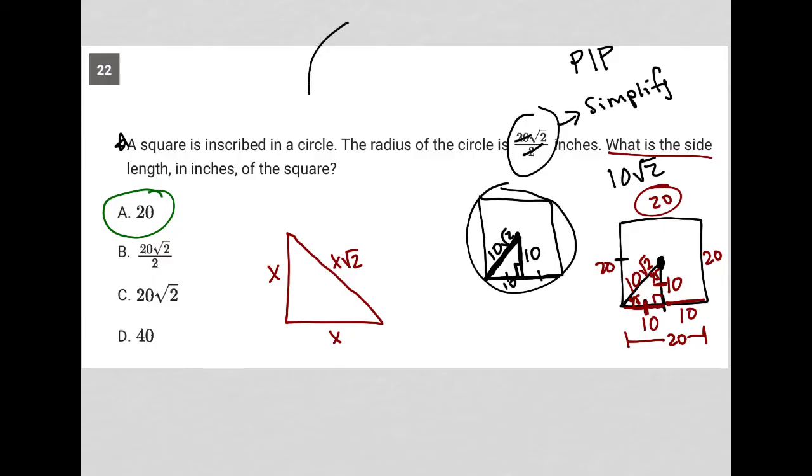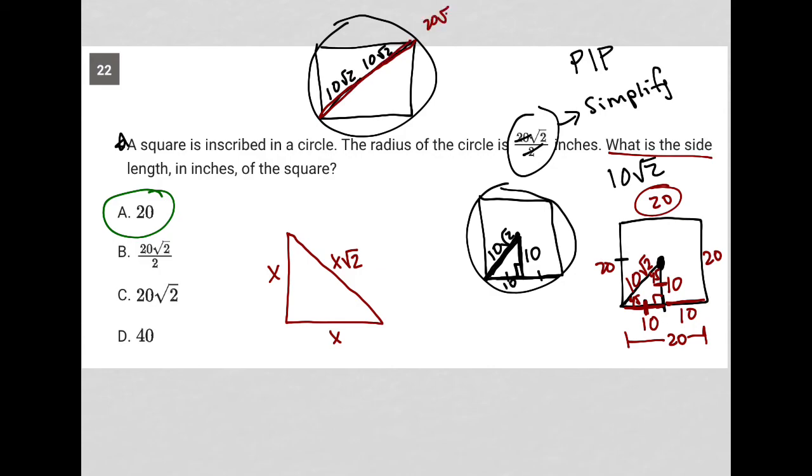different way. Here's a circle. Here's my square. My radius is, again, 10 root 2. I'm actually going to draw another radius here. So that's also 10 root 2, which means altogether that entire line, which I'll trace in red now, is 20 root 2, right? 10 root 2 plus 10 root 2.